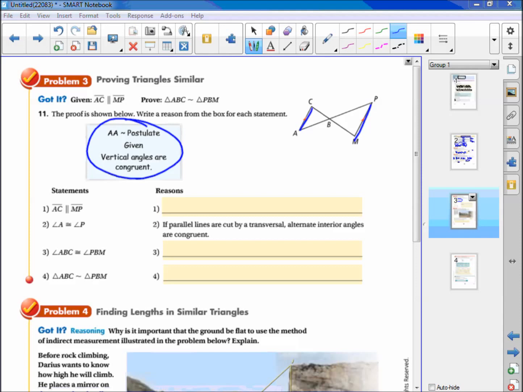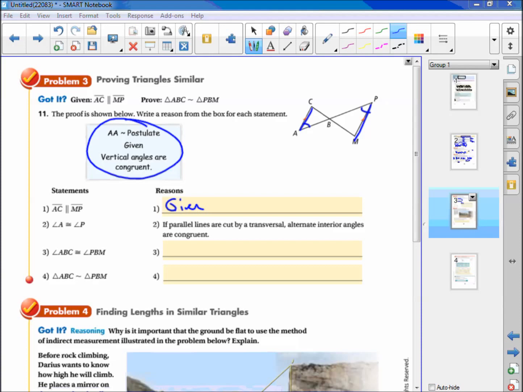So AC is parallel to MP. Well, that's going to be our given. Then we have angle A is congruent to angle P. So these two angles are supposed to be congruent. If we look at our parallel lines, then that's going to be alternate interior angles. And if lines are parallel, then we always know alternate interior angles are congruent. So they wrote, if parallel lines are cut by a transversal, alternate interior angles are congruent. And it's the alternate interior angles theorem.